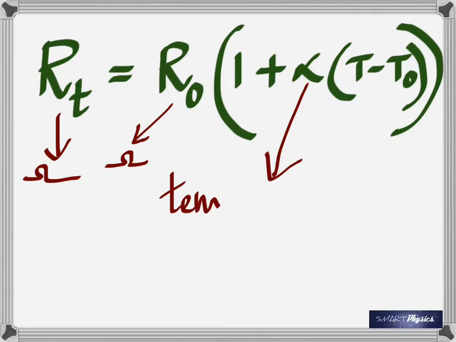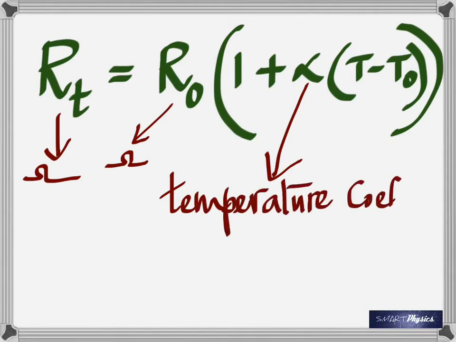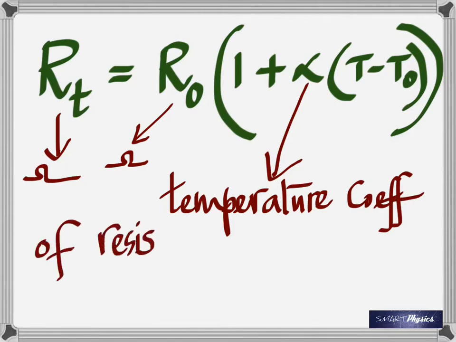Finally, you know that the unit of alpha would be per degree Celsius. So you just find a number per degree Celsius showing how much its resistance changes for every degree change in temperature.